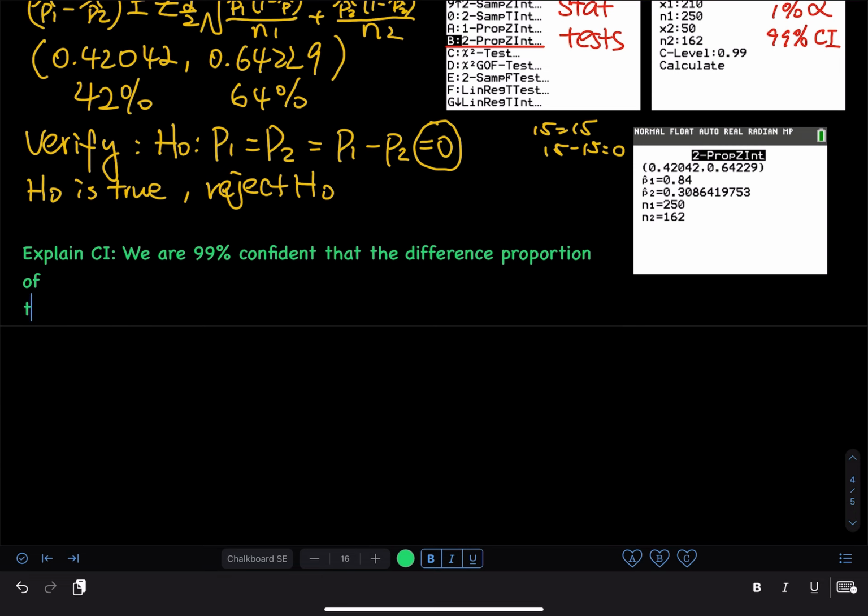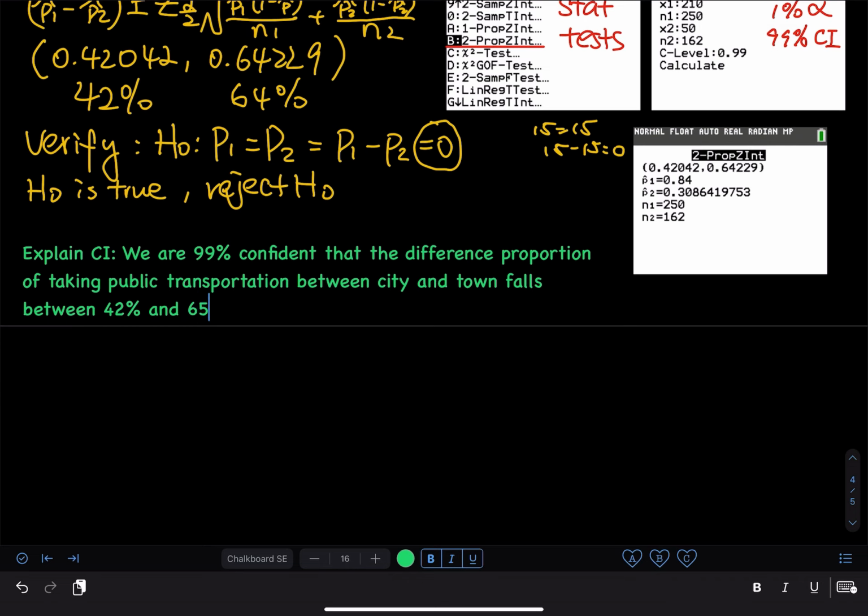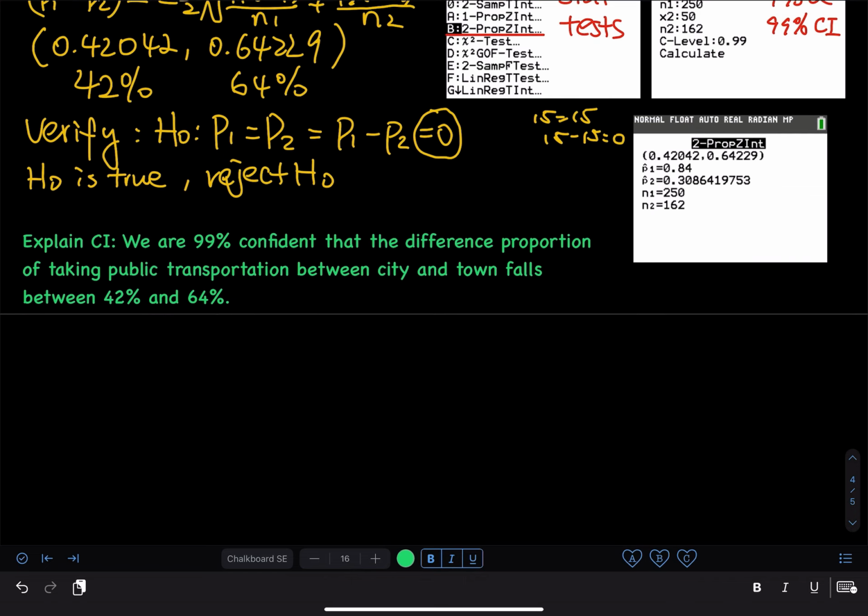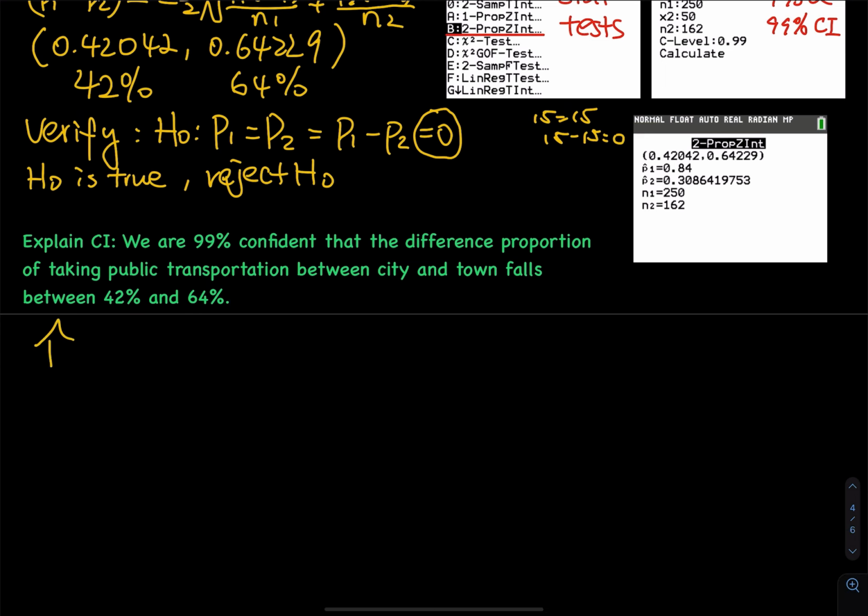of taking public transportation between city and town falls between 42% and 64%. Okay, the difference between town and city falls between 42 and 64, and then you can go one more step deeper. So you use P1 minus P2, right? You use P1 hat minus P2 hat, and then P1 is city, and P2 is town.